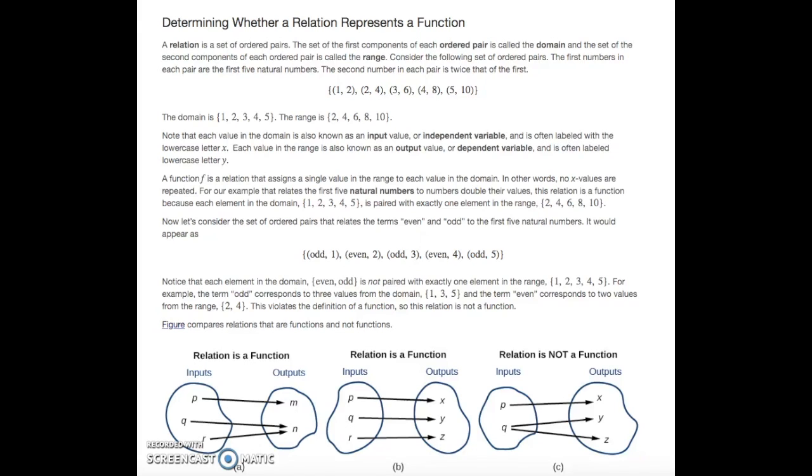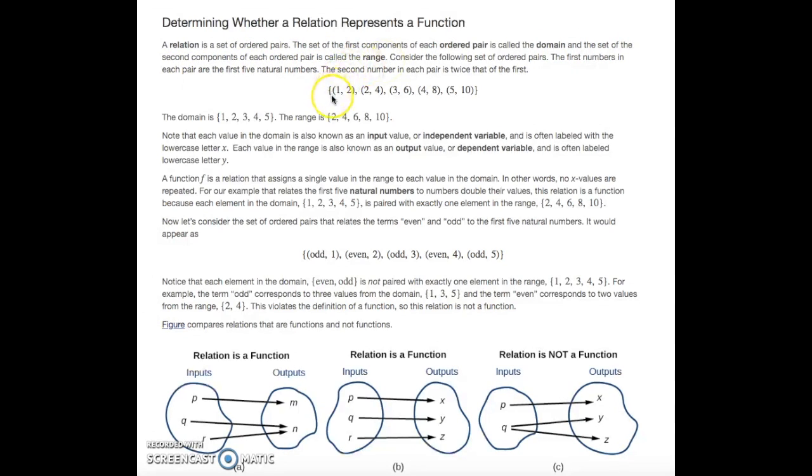We're going to start this video off with a definition. A relation is a set of ordered pairs. The set of the first components of each ordered pair is called the domain, and the set of the second components of each ordered pair is called the range.